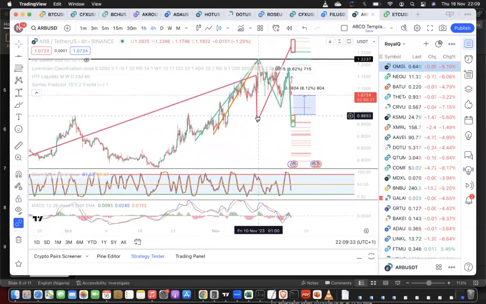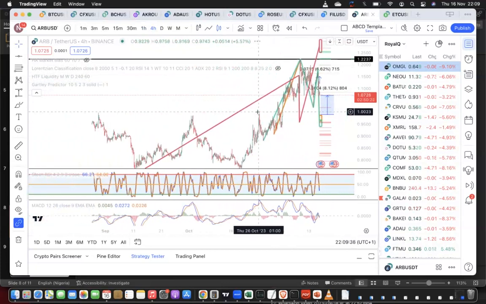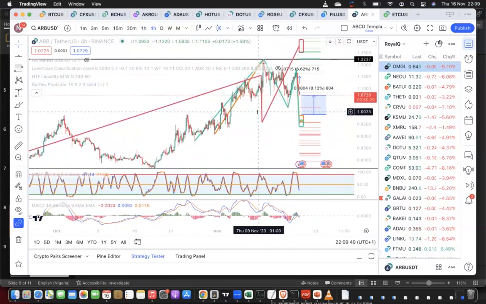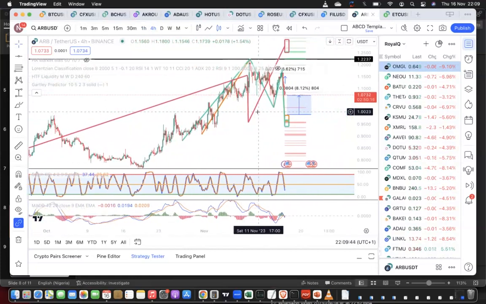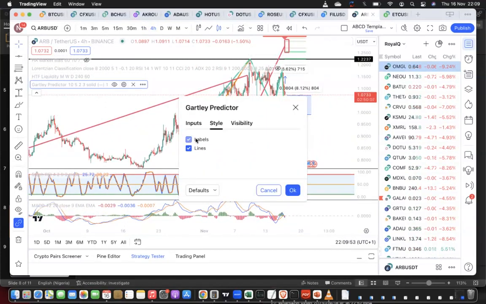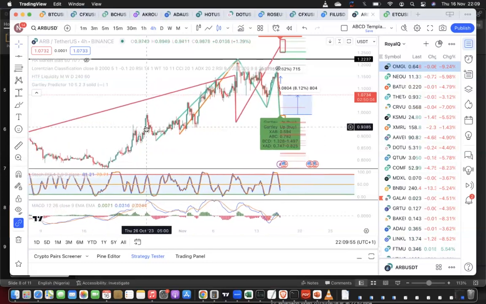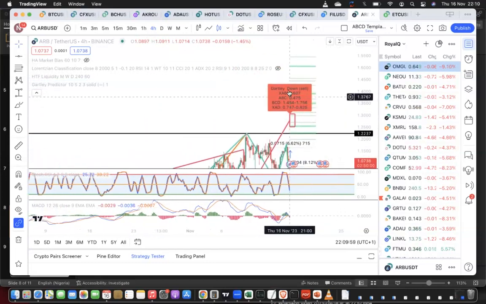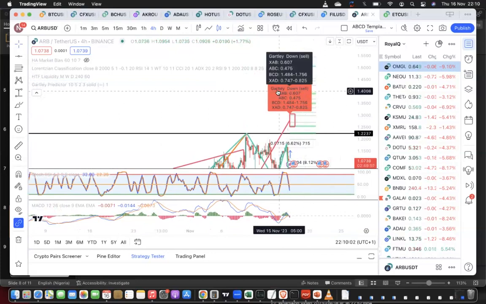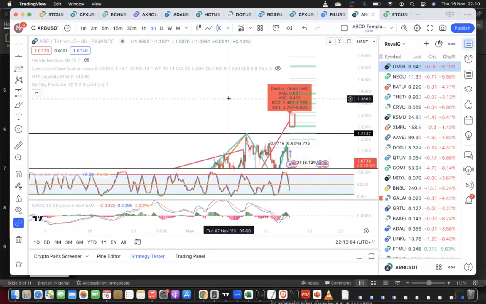Now, this looks like a bearish Gartley. Okay. This looks like there are two things here now, but this looks like a bearish Gartley. Let me add the label again so that we can be sure. Let me drag this down. Okay, Gartley down, sell. Okay, cool.